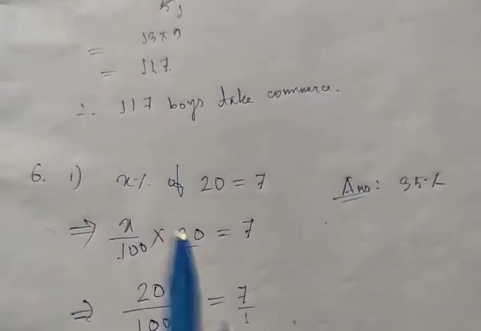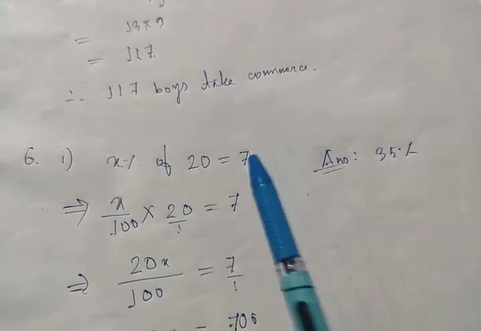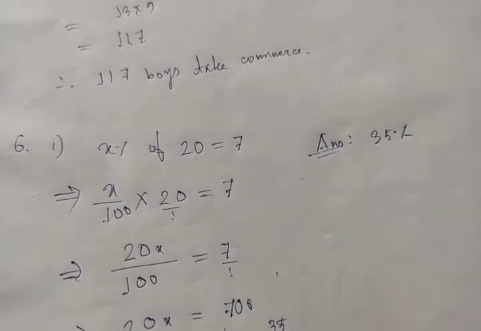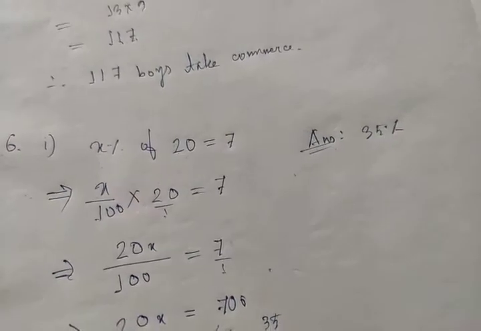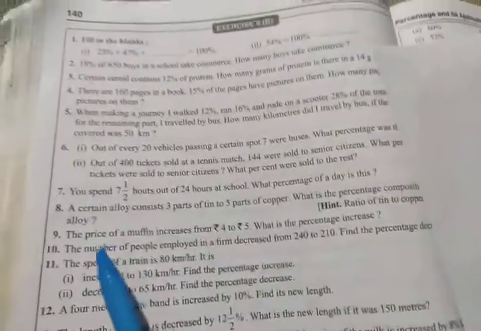Since in the very first step we assumed that x percent of 20 is equal to 7, that means 35%. The percentage of boys in that sport is 35%. Is it clear for everyone? Now let us move to the next question.